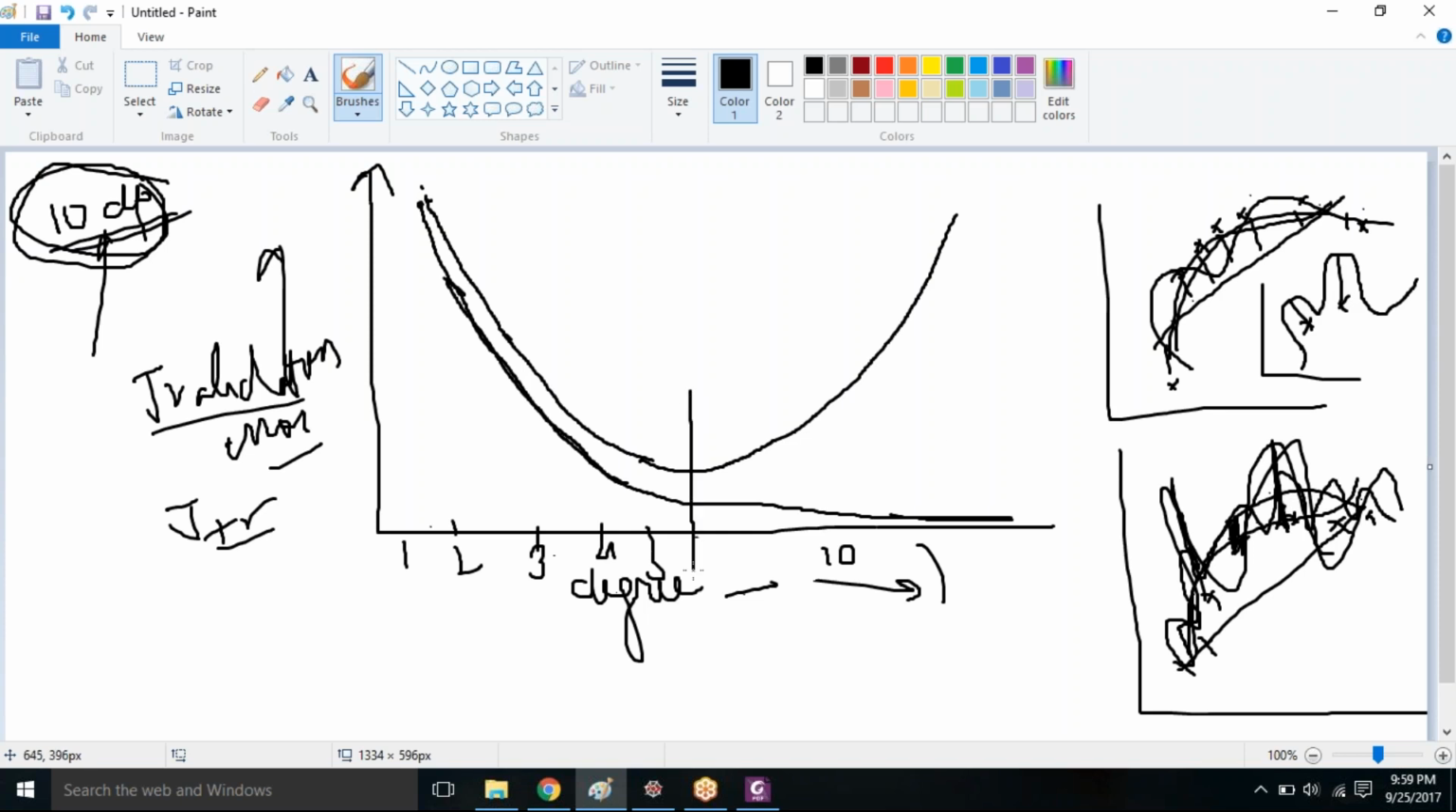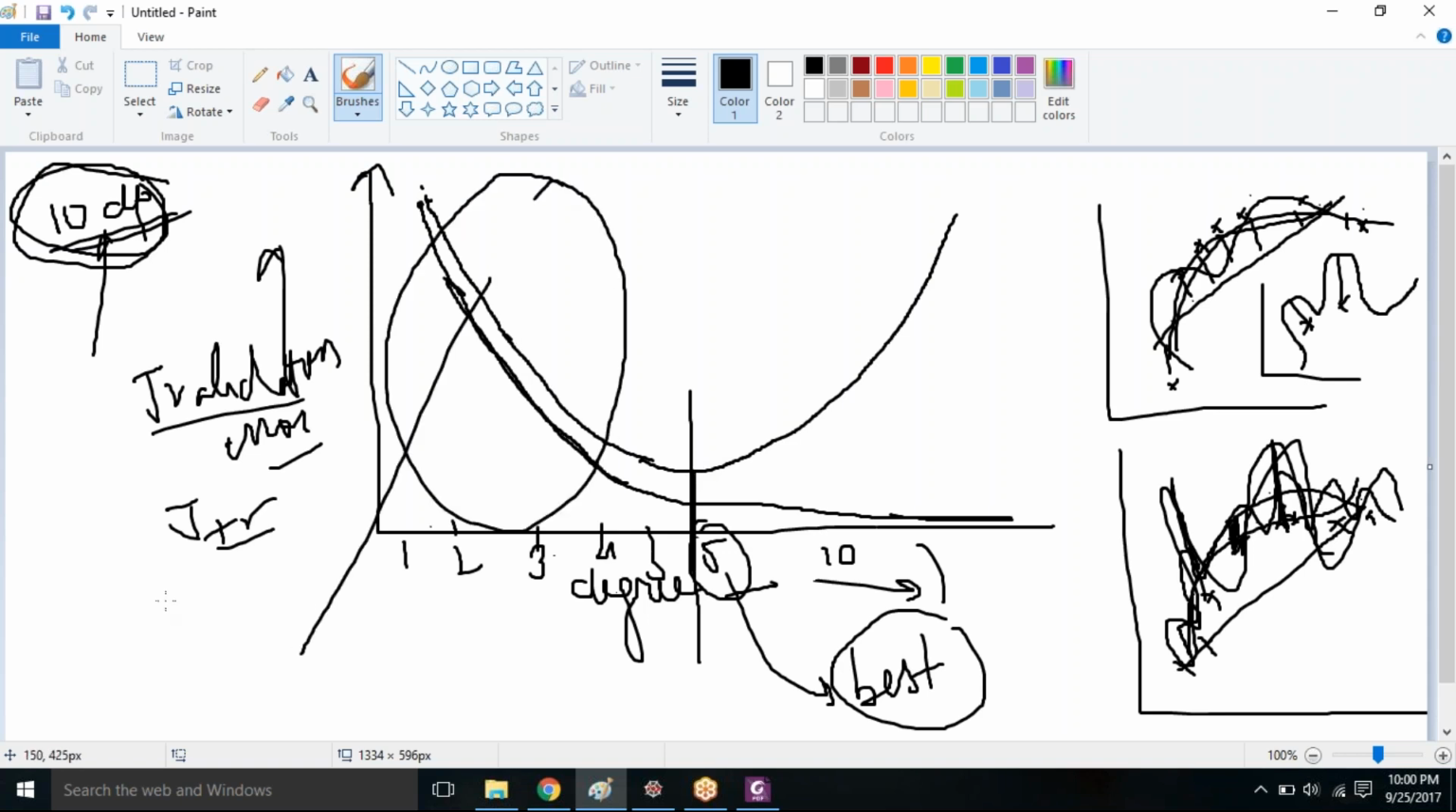So after this cutoff, it goes on increasing. This trade-off, this particular degree, suppose it is 5, I will take this model as the best suited model for my data points, for my application. This is the degree finally which I am going to choose, because I am seeing that before this degree, this region is a high bias region. It's a high bias region because the model is underfitting.